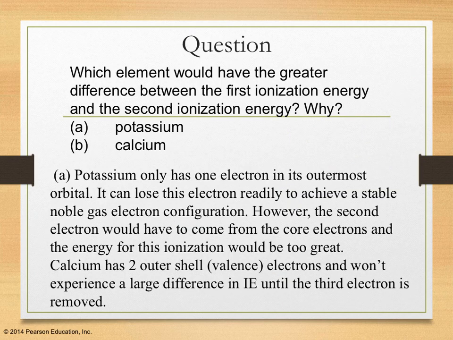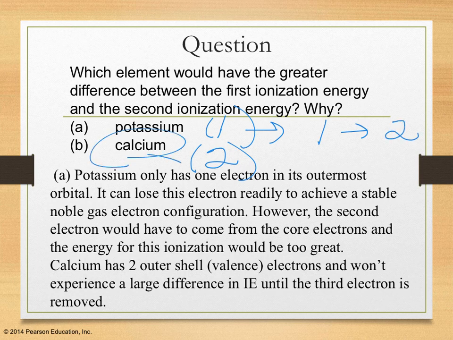I hope you get the gist at this point that it depends on how many valence electrons. So you would need to identify that potassium is in group 1A, it has 1 valence. Calcium is in group 2A, it has 2 valence. So the jump in ionization energy for potassium would be after you removed the 1 valence electron. In other words, between the first and second ionization energy.